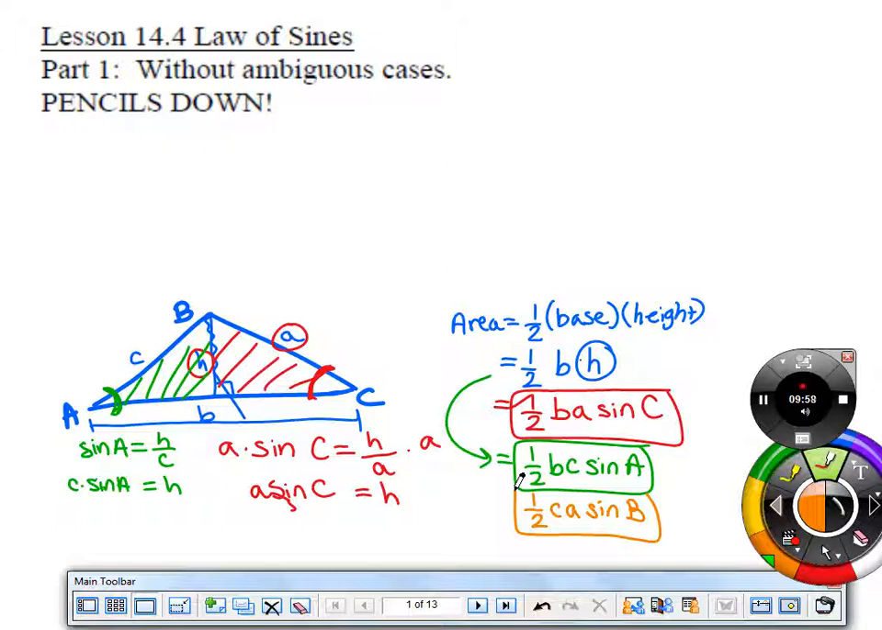Go ahead. Now you can pick up your pencil if you want. And you can write down the area formulas. You might want to draw a little picture so you know what A, B, and C are referring to. But you can write down the area formulas.